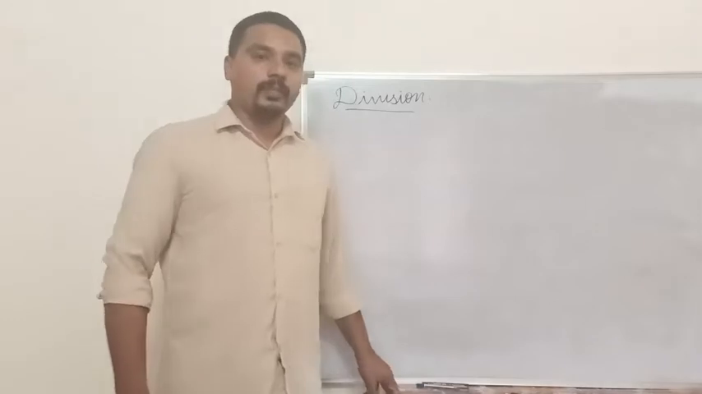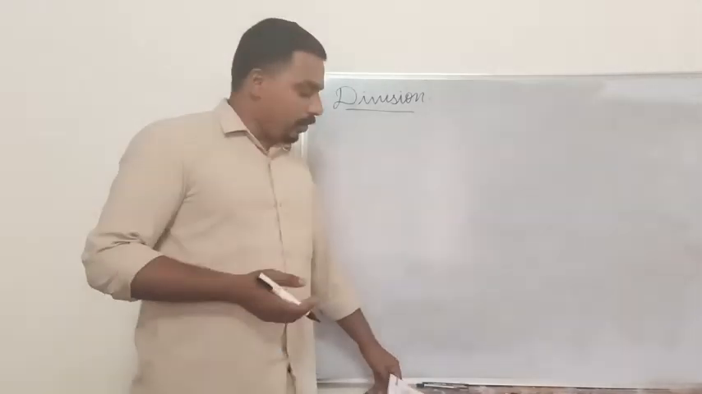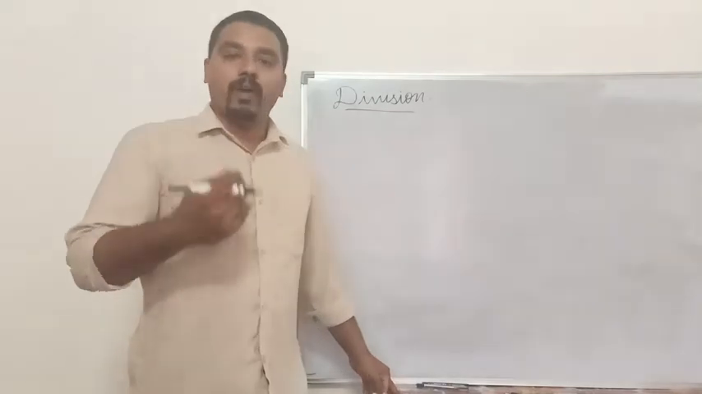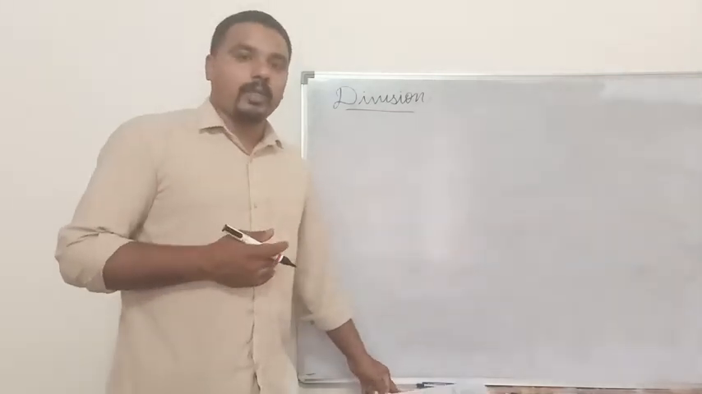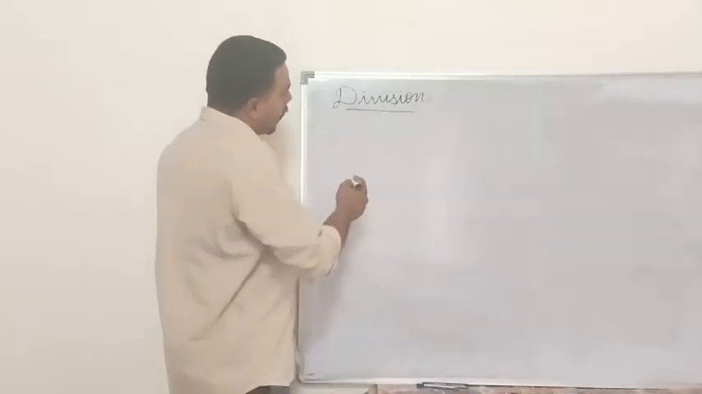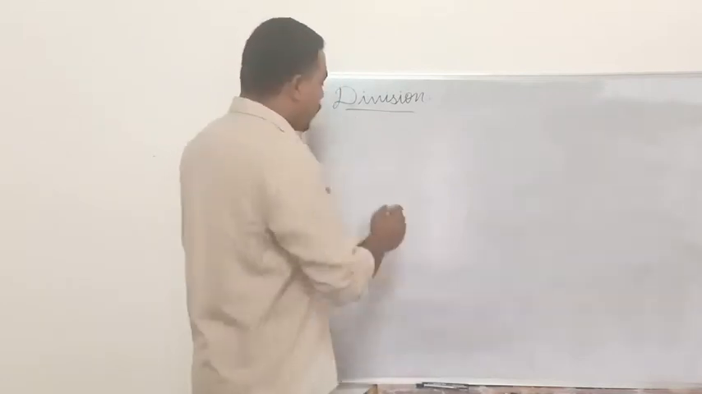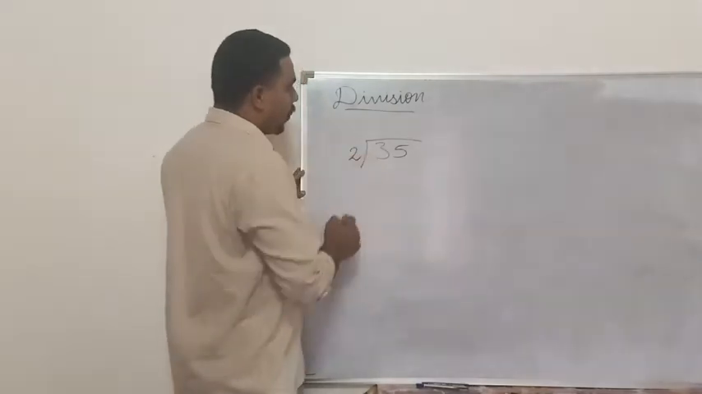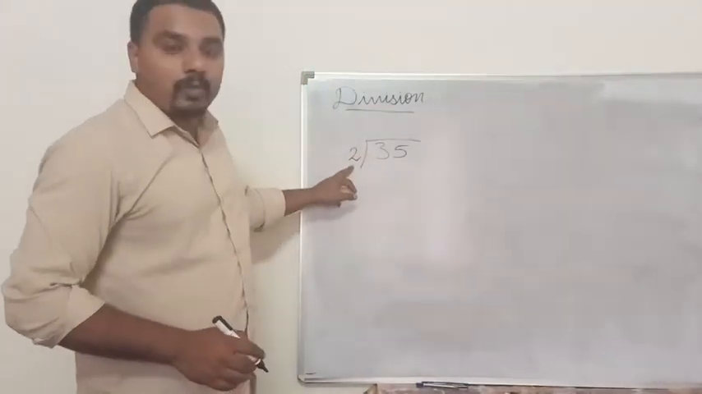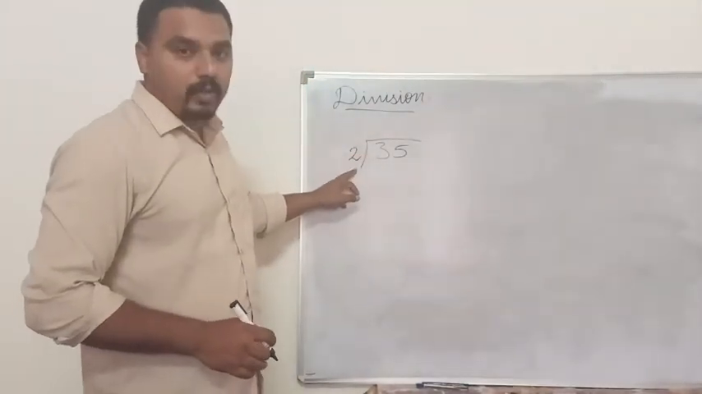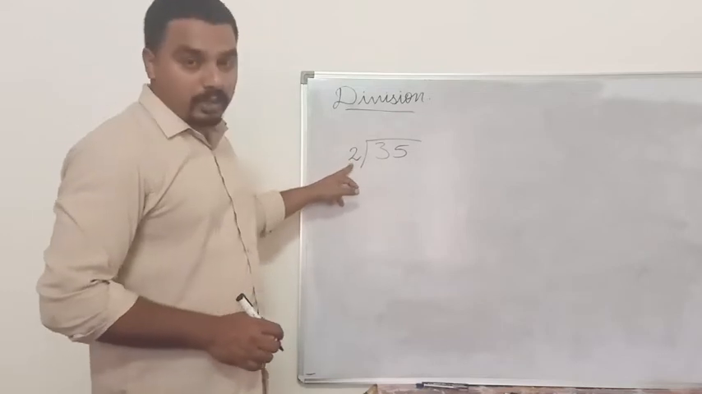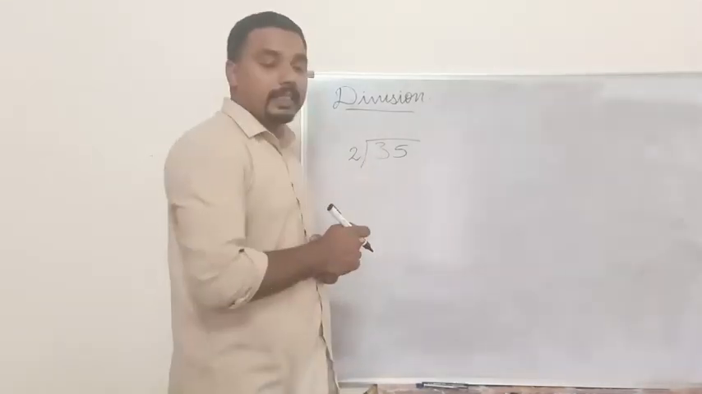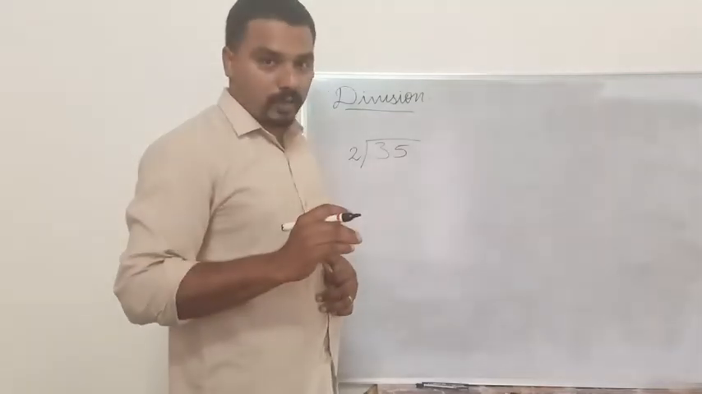Next is division. In division we have to use some terms. What are the terms we have to use? First of all, let's divide a small number, then we will check the terms we are using in division. For example, take 35 divided by 2. We know how to divide: we have to check the 2's table. In the 2's table, we have to see whether 3 is there or something nearby 3.